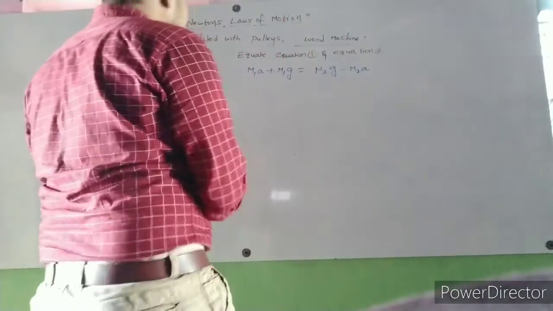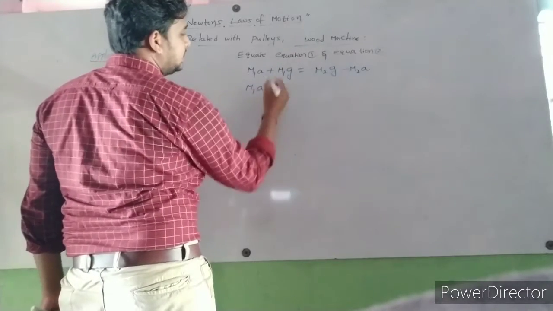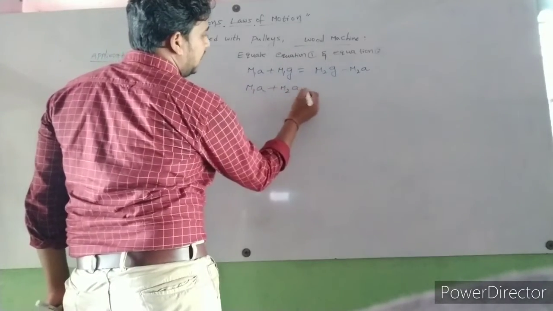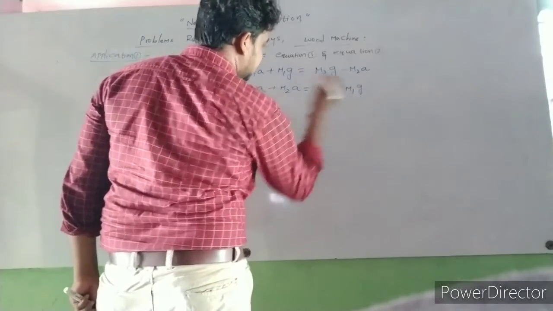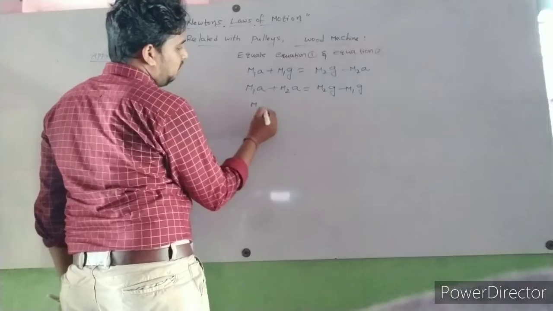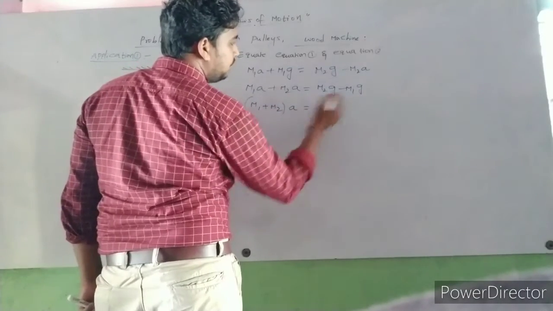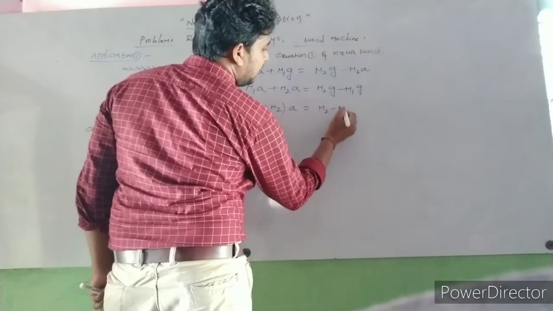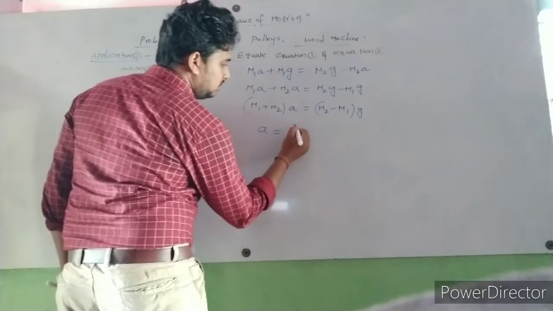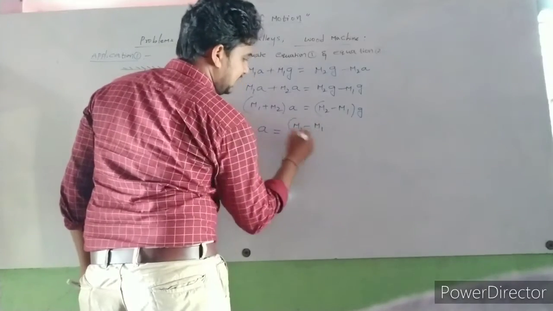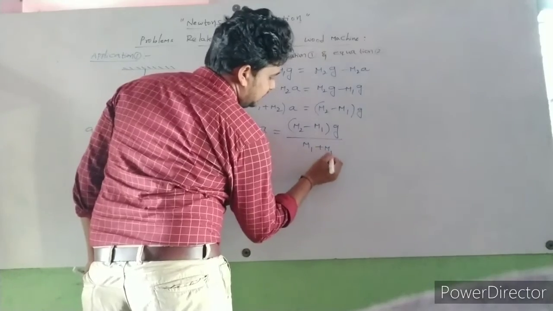Right? So from this, M1A, this M2A moves this side, M2A, and M2G, this M1G moves this side, M1G. So from this, M1 plus M2 into A is equal to M2 minus M1 into G. So from this, acceleration is equal to M2 minus M1 into G by M1 plus M2.